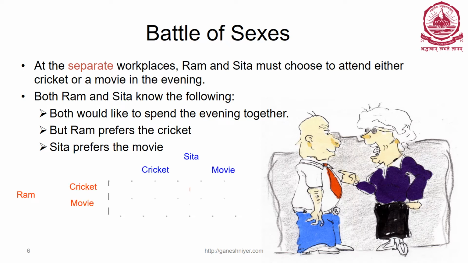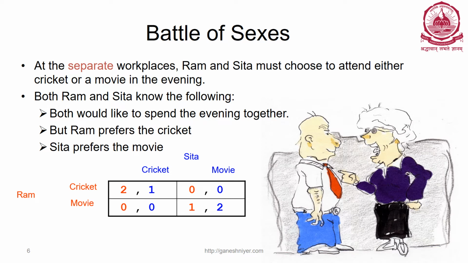One way of putting the matrix together is this way. Numbers are representational. So since Ram prefers cricket, if they both go for cricket, Ram is happier, and the fact that they are together is okay for Sita, and vice versa for movie, movie. In either of the other two cases, they are not happy because irrespective of what they individually like, they ultimately wanted to spend the evening together. So cricket, movie, or movie, cricket gives them 0, 0.